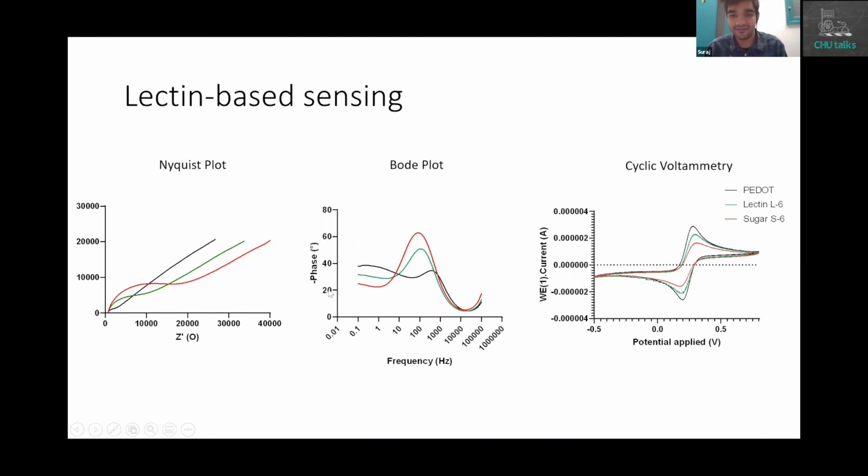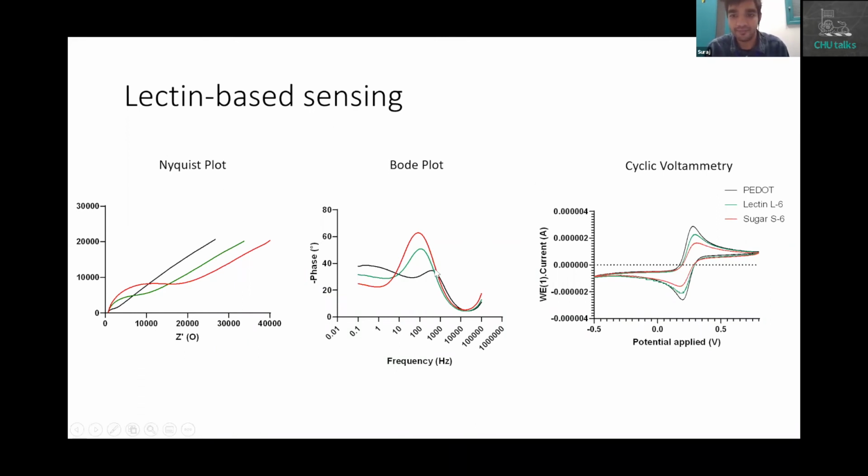I won't go into the depth of what these curves mean, but it's intuitive to see that your signal goes up at every level of addition of a molecule. With plain PEDOT, you can see that the curve is quite low here. Then you get a much nicer semicircular response when you add your lectin on top of this electrode surface. And you get an even bigger signal when you load your sugar, which binds to the lectins that have been previously coated on the electrode surface.